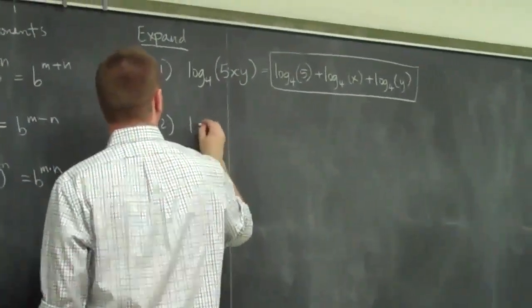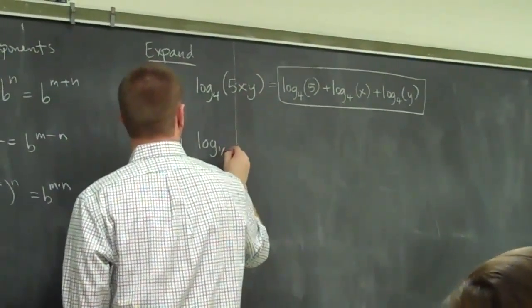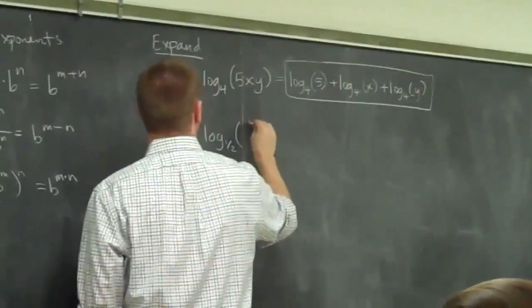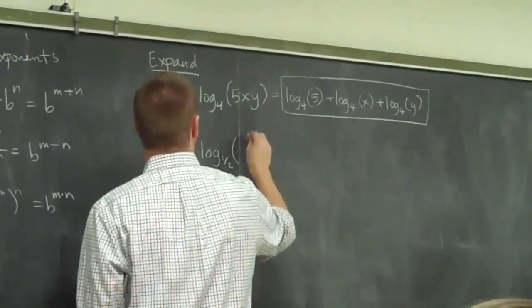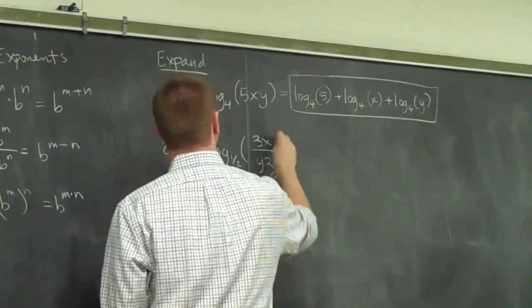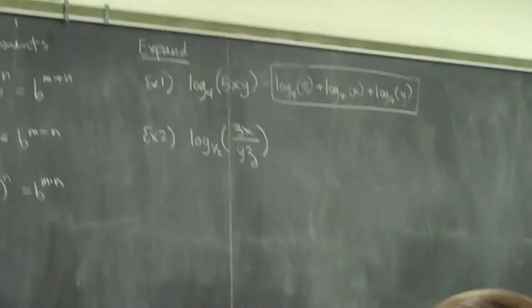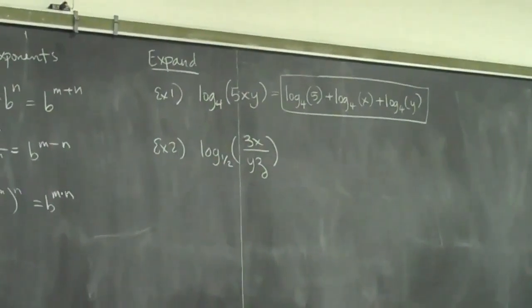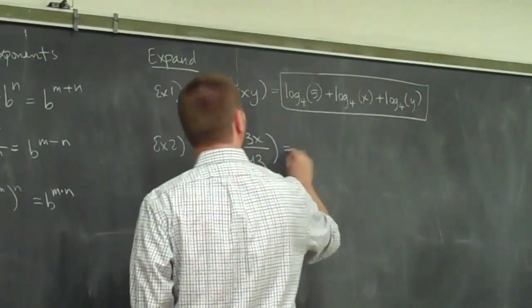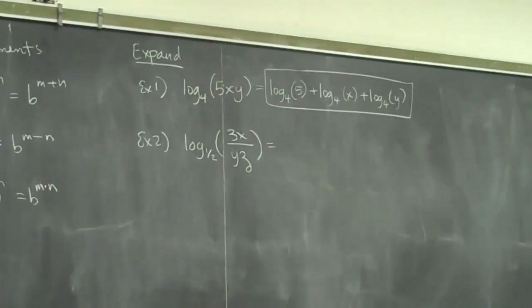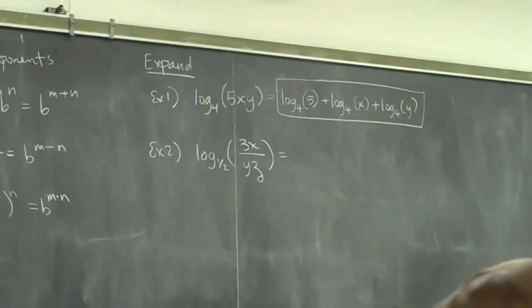So example 2. Let's take the log base 1/2 of 3x over yz. And I said expand that. Well, I'm going to skip 2 or 3 steps here for you because I think you can handle it. I don't think it's going to be that big of a deal.